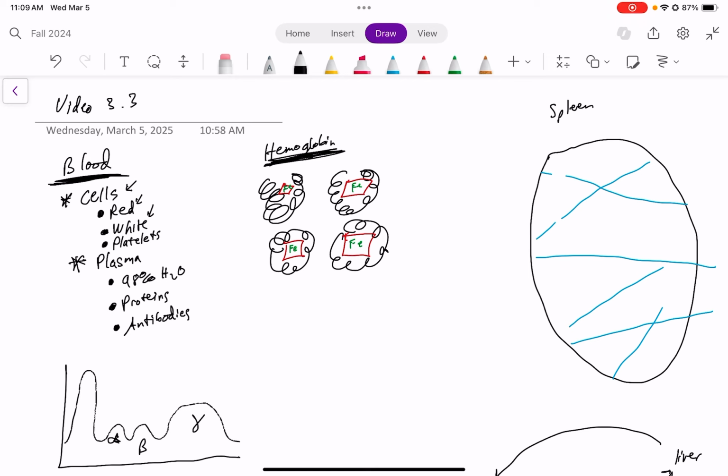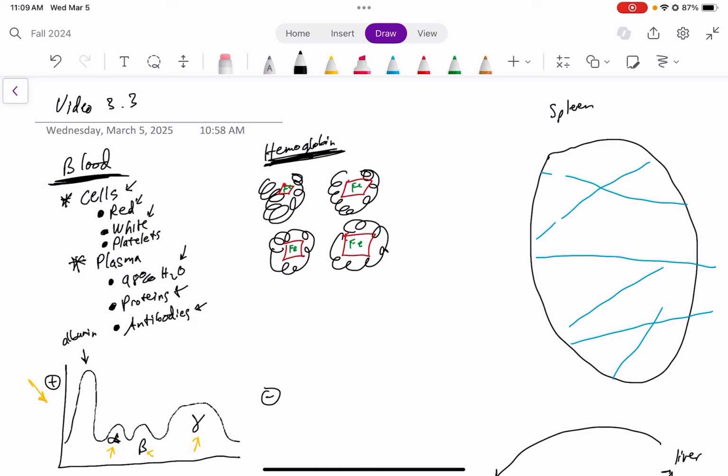Now, plasma is the other component of blood, and that's mostly made out of water, and there's also some proteins and antibodies as well. If you look at this graph right here, you'll see kind of the layout. You have alpha, beta, and gamma globulins and particles that you have in the plasma. The biggest negatively charged protein here is albumin. This is because it's most attracted to the positive charge, right? So it's over this way more. That's albumin, a really big component of it.